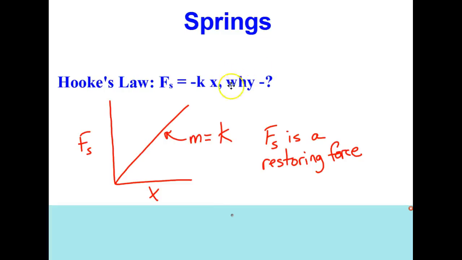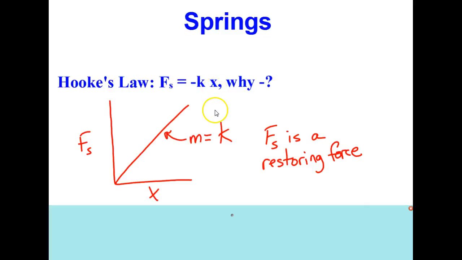Back to our question up here, why is Fs negative? Fs is negative because it is a restoring force. It is always trying to restore the object back toward equilibrium. So if you want to think of it this way, the force is always in the opposite direction of the displacement of the stretch itself.